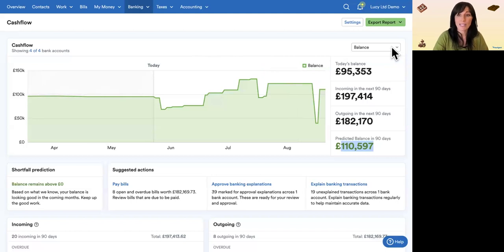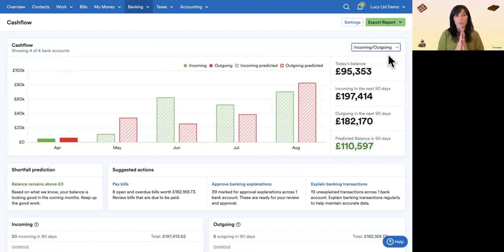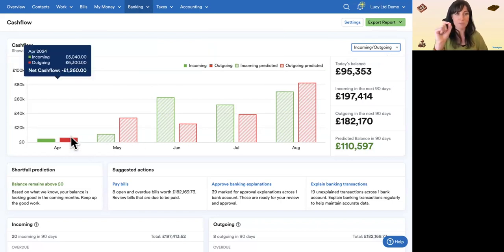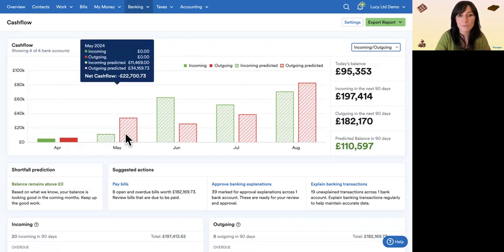If you go up to the top right-hand corner here, we can view this data in a slightly different way. This is quite a nice chart because it literally just shows month on month incomings versus outgoings. So we can look at this for April. The solid block means that this is actuals. This isn't predictions. This is what actually came in and out. The dashed, lined version is the predictions.